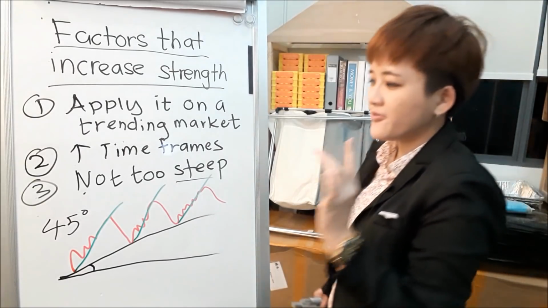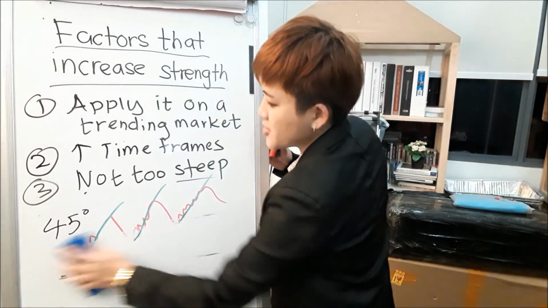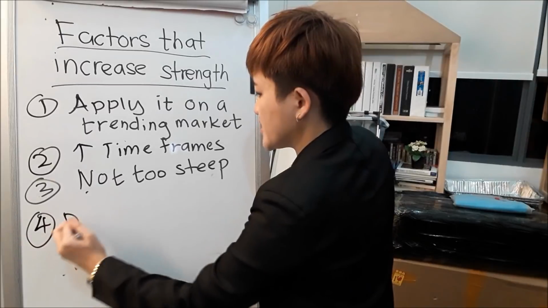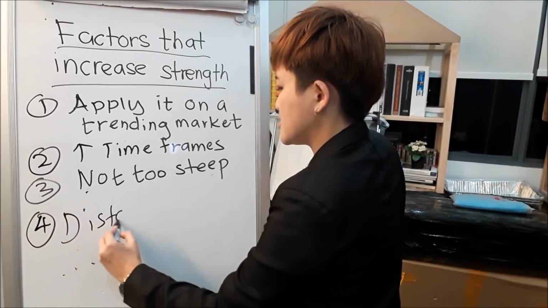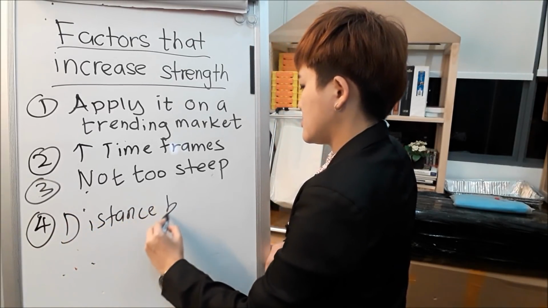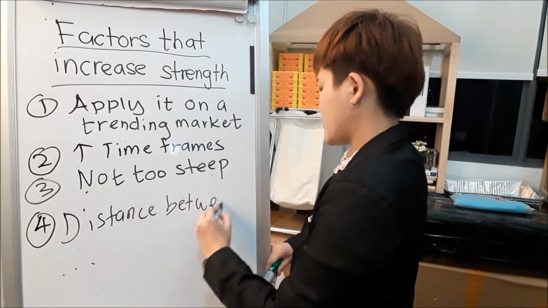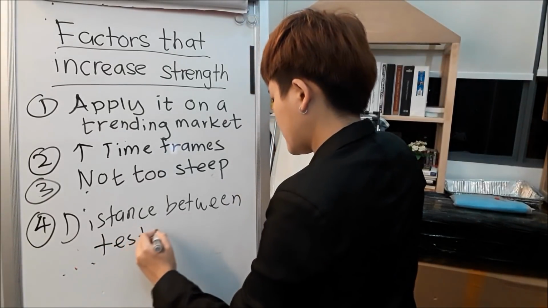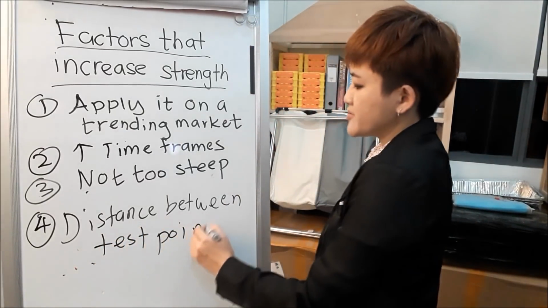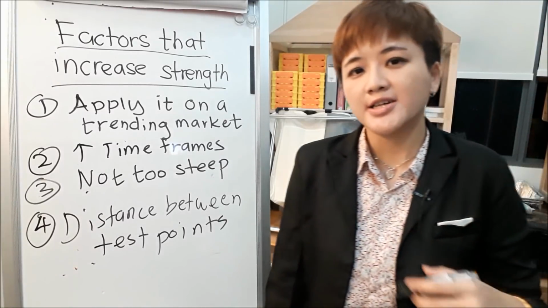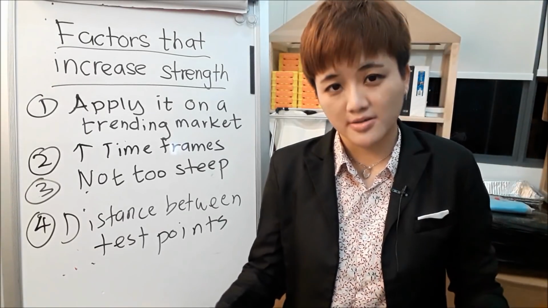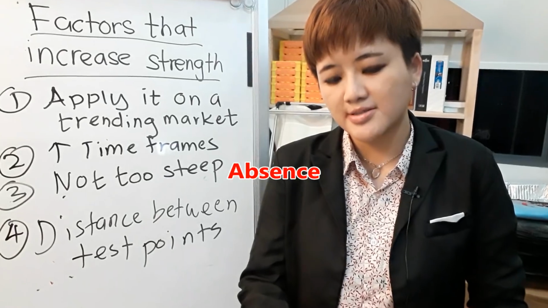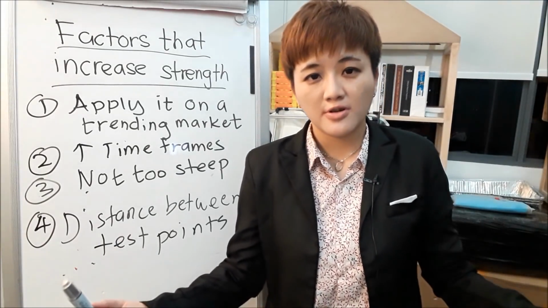So the fourth factor you need to take note of is the distance between the test points. Like I said, the further it is, the stronger the trend line. Distance makes the heart grow fonder.